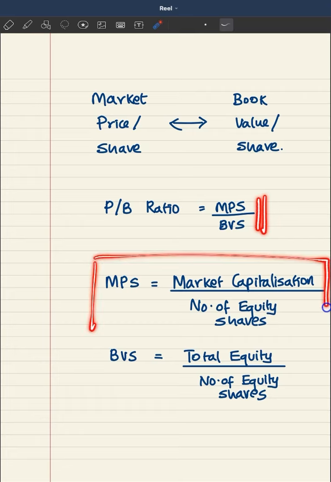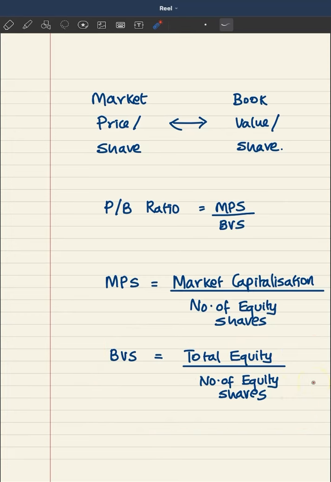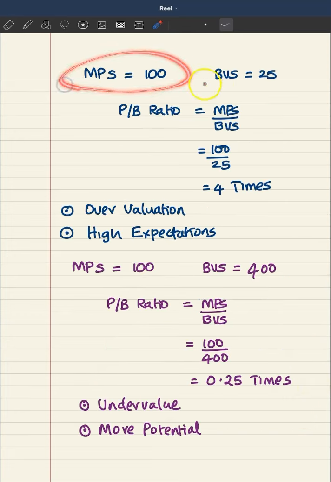We can also make use of this formula to find out. And for book value per share, we have to take the total equity divided by the number of equity shares. Look at this. Market price is 100 rupees, book value per share is 25 rupees. In that case, 100 by 25 you get the value as 4 times.